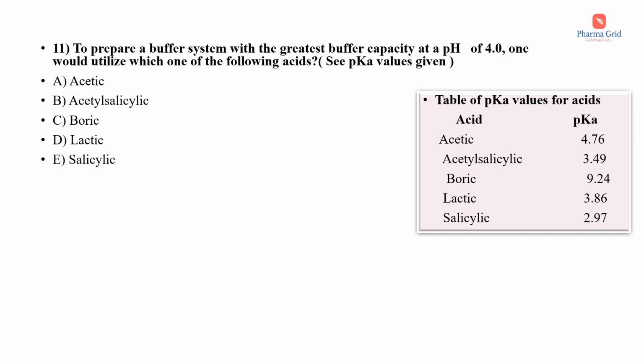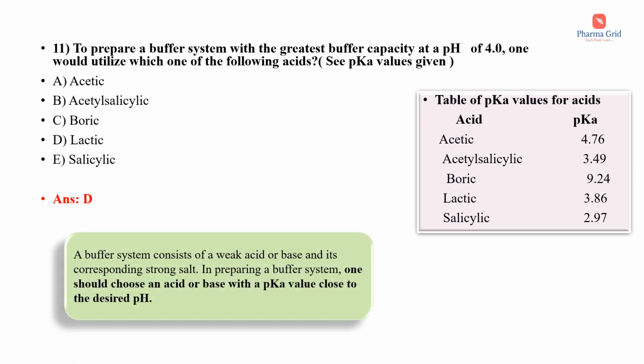So here you can see the table of pK values for acids. For acetic acid, pK value is 4.76. Acetyl salicylic acid pK value is 3.49, boric acid 9.24, lactic acid 3.86 and salicylic acid pK value is 2.97. Here the correct answer is option D, that is lactic acid.